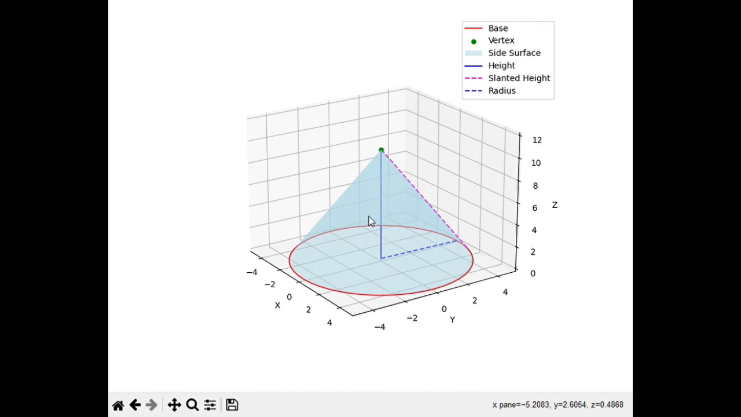The radius of the base is the distance from the center of the circular base to any point along the edge, which is represented by this blue dotted line. Understanding the radius is essential when calculating the surface area and volume of a cone. It's like measuring half the width of the base.